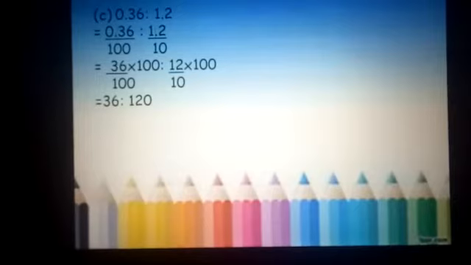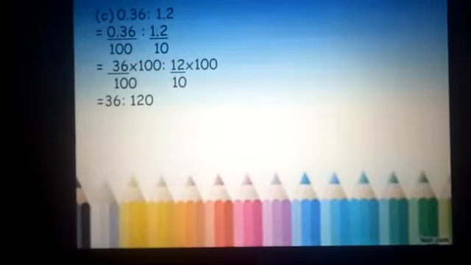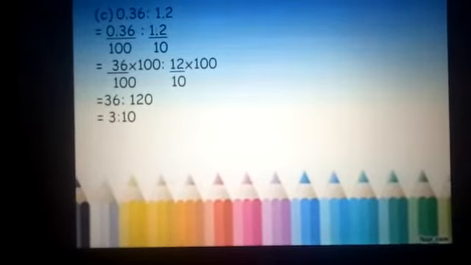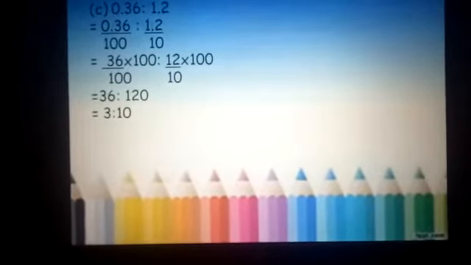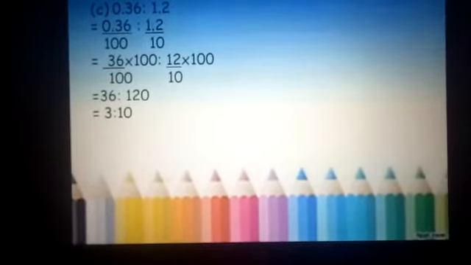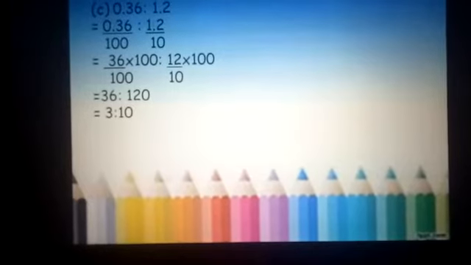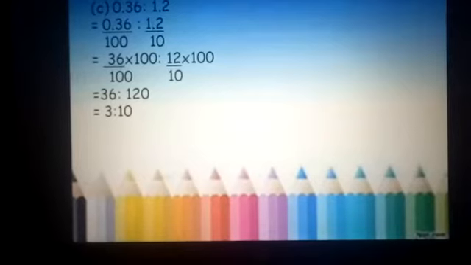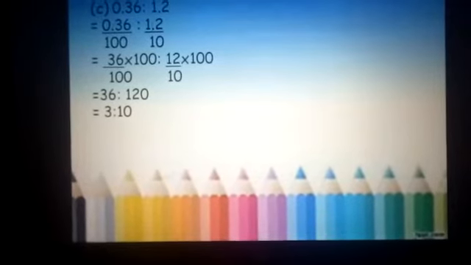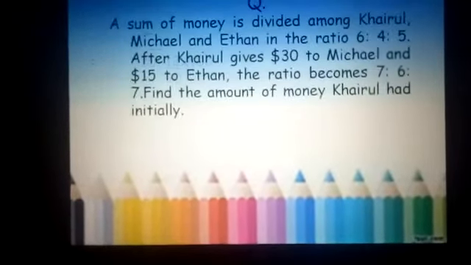Okay. Now we will simplify these values by dividing which number? Guess. By dividing 12. So 12 divided by 36 and 12 divided by 120. We will get the answer 3 ratio 10.